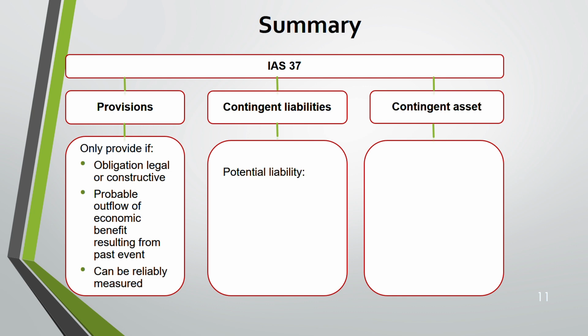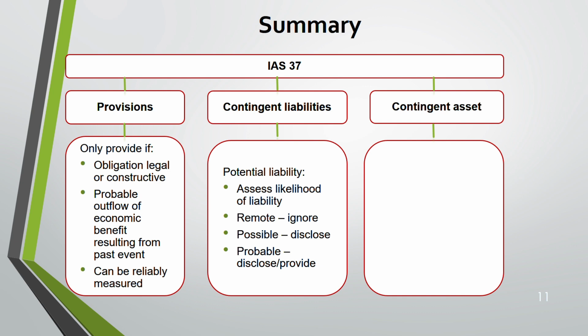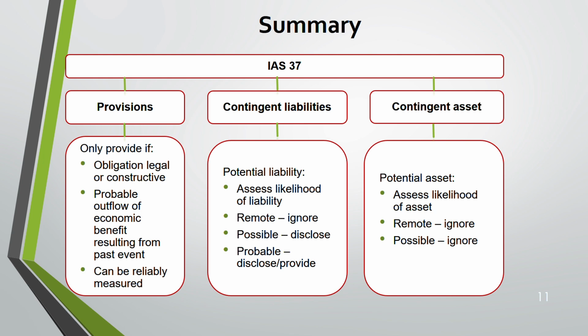Contingent liability, it's a liability. You have to assess the likelihood of the liability. If it's remote, you ignore. If it's possible, that means there's a possibility of the liability occurring, disclose. And if it's probable, you disclose or provide. Potential asset: again, you assess the likelihood of the asset. If it's remote, ignore. If it's possible, then also ignore. If it's probable, you disclose.